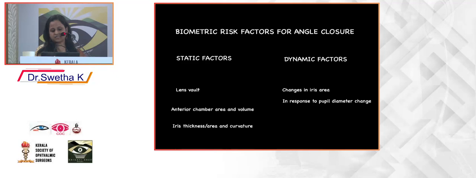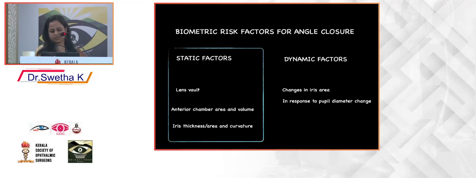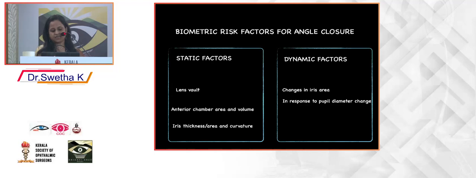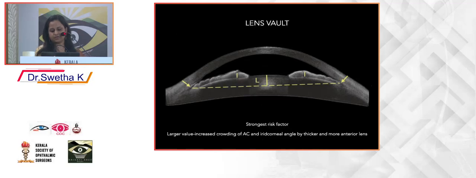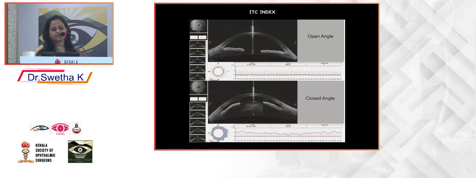So some of the differences between UBM and OCT, I'm not going into detail. Mainly we have static factors like lens vault, anterior chamber area and volume, and iris thickness and area, and dynamic factors, changes in iris area in response to the pupillary light. And there is something called an ITC index, which is there in the swept source OCT, where all 360 degrees of the angle is measured, and it can show us where the iridotrabecular contact is present. In most previous OCTs it was not present, only in the swept source OCT it is there. So you can see that the blue, whatever is represented here in the lower image, is ITC, iridotrabecular contact.